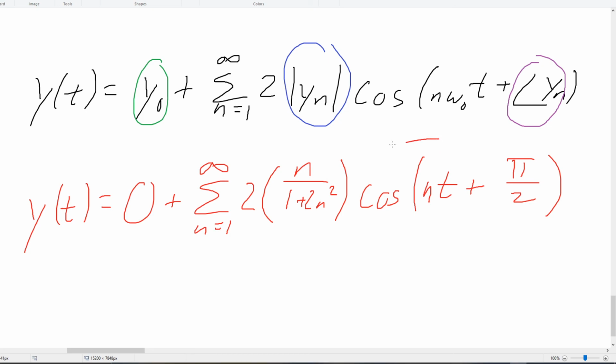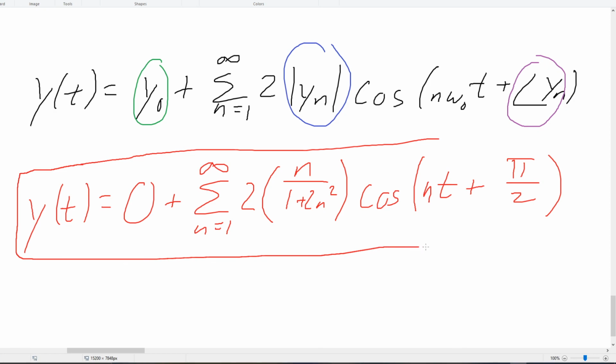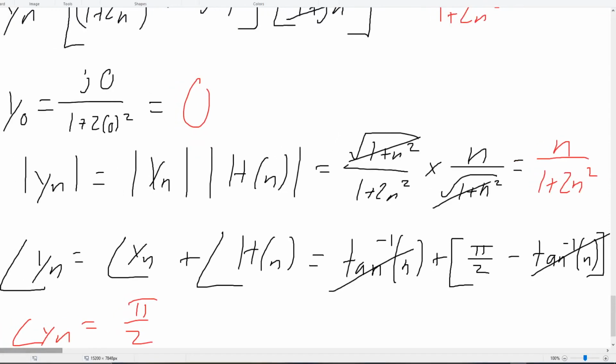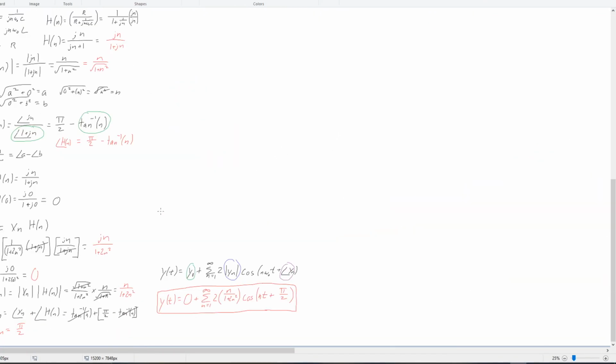And that's the answer to this problem. That's the final answer. This is mostly just like you have to remember the equation. Just memorize the equation, and these are free points right over here, because if you get y0 correct, if you get absolute value of yn correct, and you get the angle of yn correct, then you'll surely get this problem right, as long as you remember this equation. And this problem is fairly simple compared to a lot of other problems that you might see in signals and systems. This one isn't too bad.